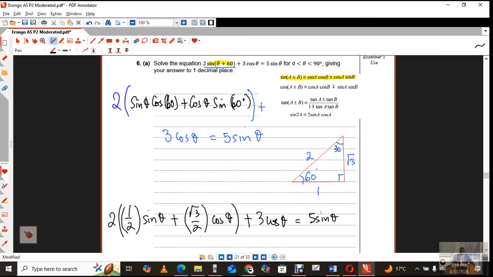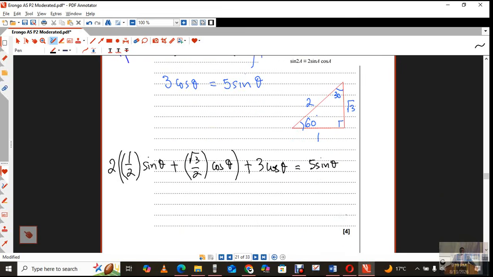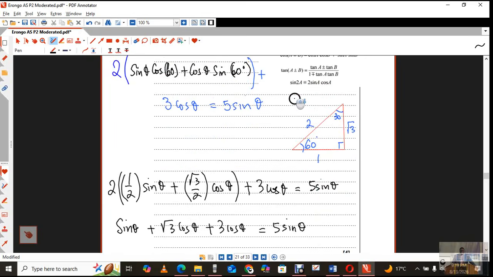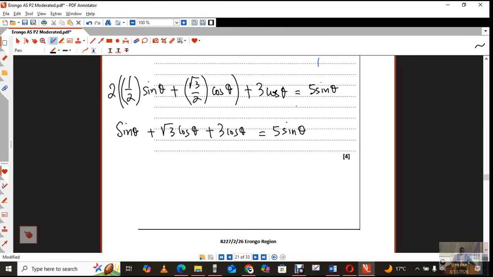So, let's see where we are at. Okay. If you were to distribute the 2, obviously it's going to cancel. So you're just going to be left with sine theta over here. That 2 and this one is going to leave you with root 3 cos theta plus 3 cos theta equals 5 sine theta. Right, we are supposed to find theta to one decimal place. Does it make sense? Good. So we need to only work with one ratio. Okay, you cannot have sine and cosine, but we're going to get to that.